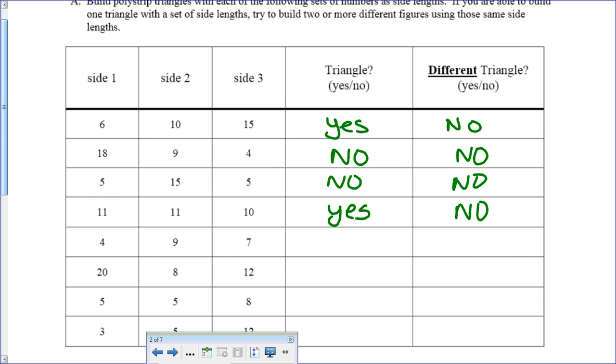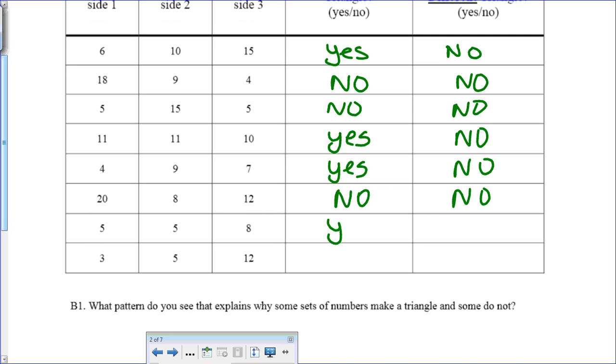All right, what about the 4, 9, 7? That's a yes. Could you make a different one? So we're kind of already seeing about the different triangles, right? What about 28 and 12? Yeah, that was a no. 5, 5, 8? Yep, that was a yes. And then what about the last one? 3, 5, 12. Okay. So here's my question to you. What pattern did you see that explains why some sets of numbers make a triangle and some do not? Do you see any pattern there with the yeses as opposed to the nos?